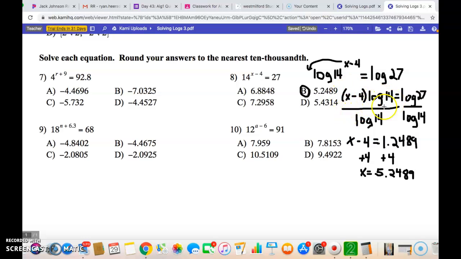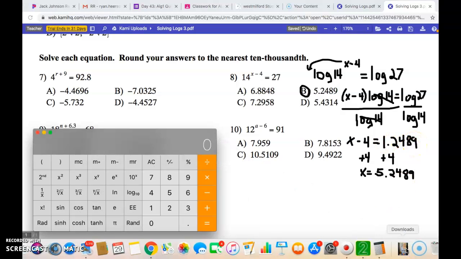So I'm going to divide this log away, right? Divide by log on both sides. So that's actually going to cancel the log here. Divide by log of 14 here, excuse me. And by the way, these are actually just numbers, right? So if I divide log of 27 divided by log of 14, you get a decimal, 1.2489.